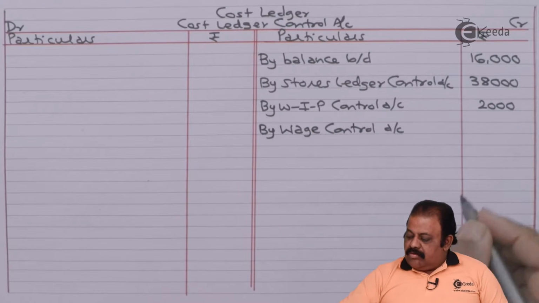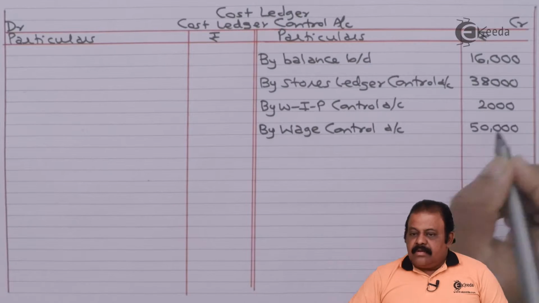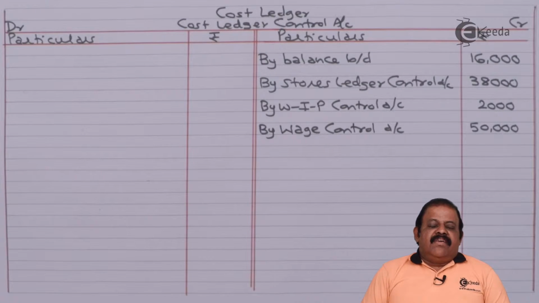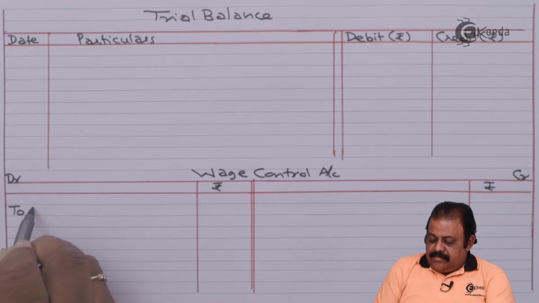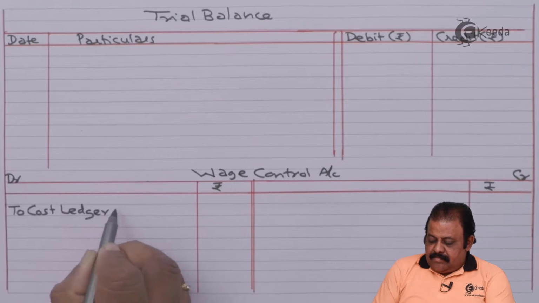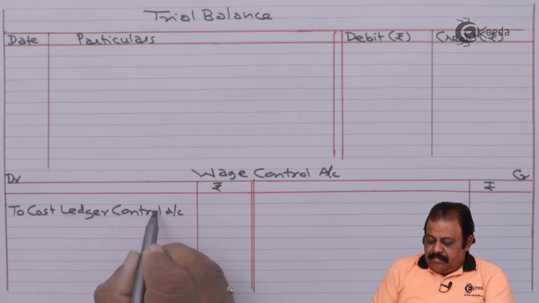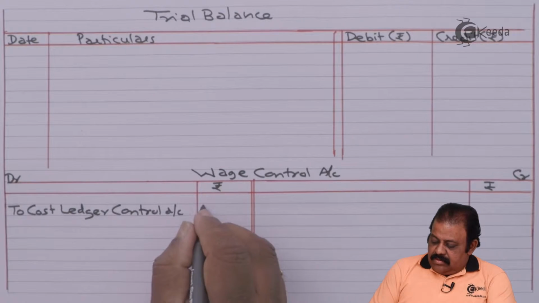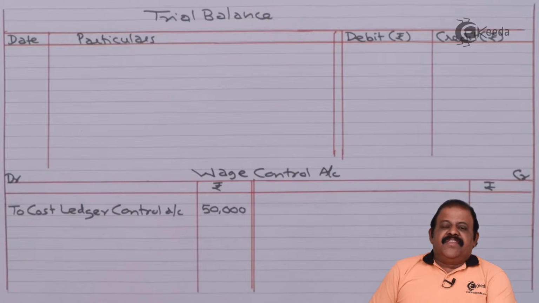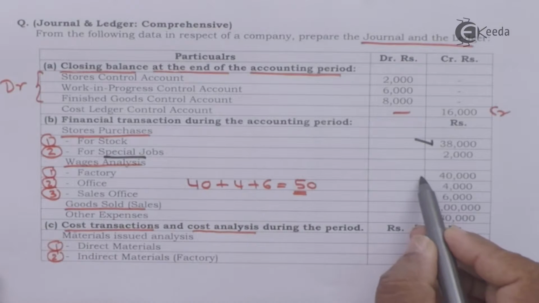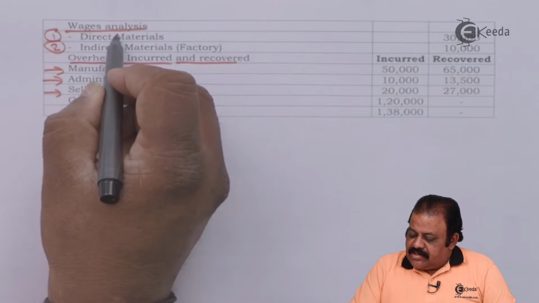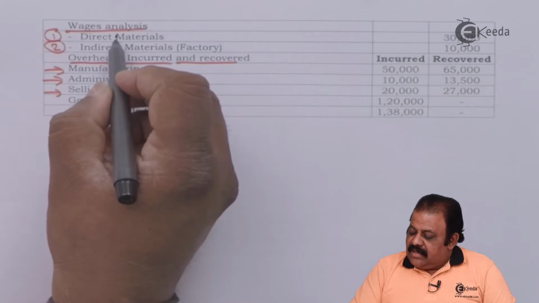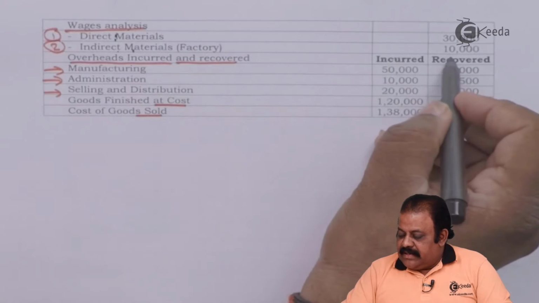By wage control account 50,000. It will have another effect in the wage control account on the debit side. Wage control account will be debited, to cost ledger control account 50,000. Wages for factory is 40,000. Wage analysis is given as direct and indirect. Direct 30,000 and indirect 10,000.